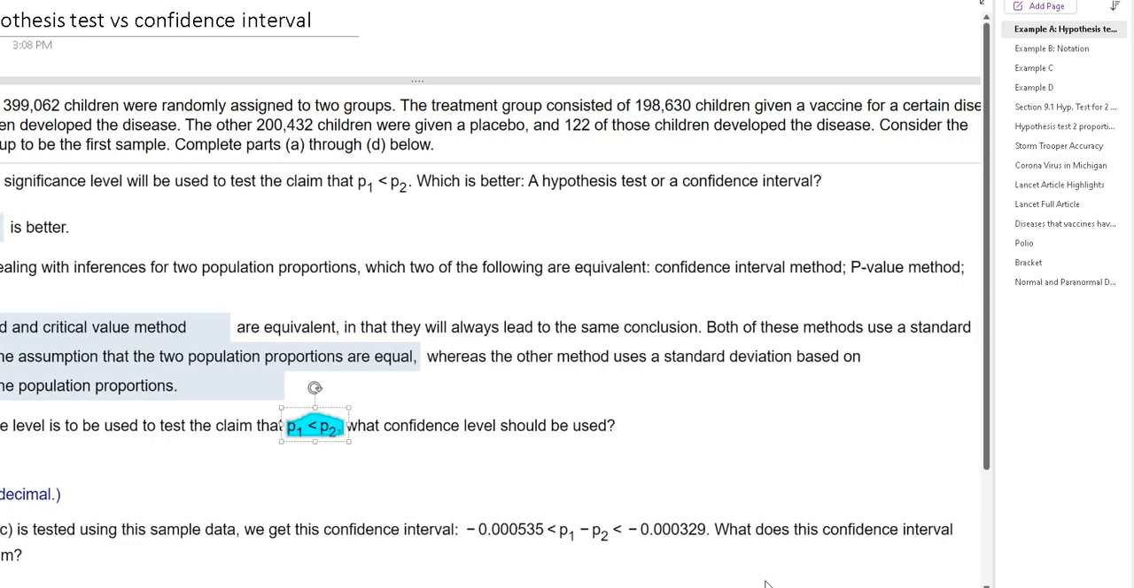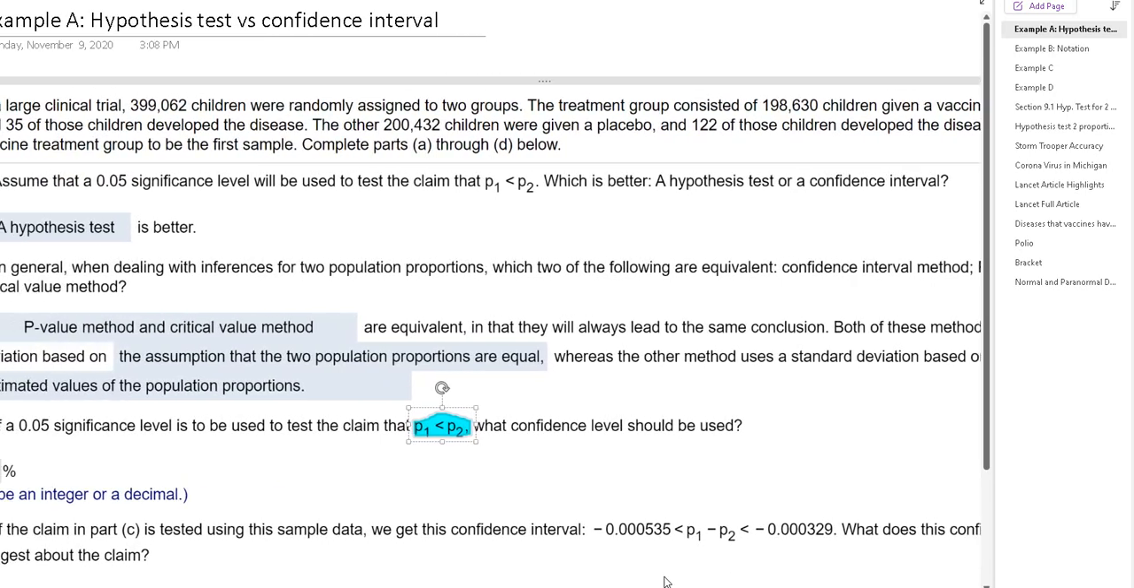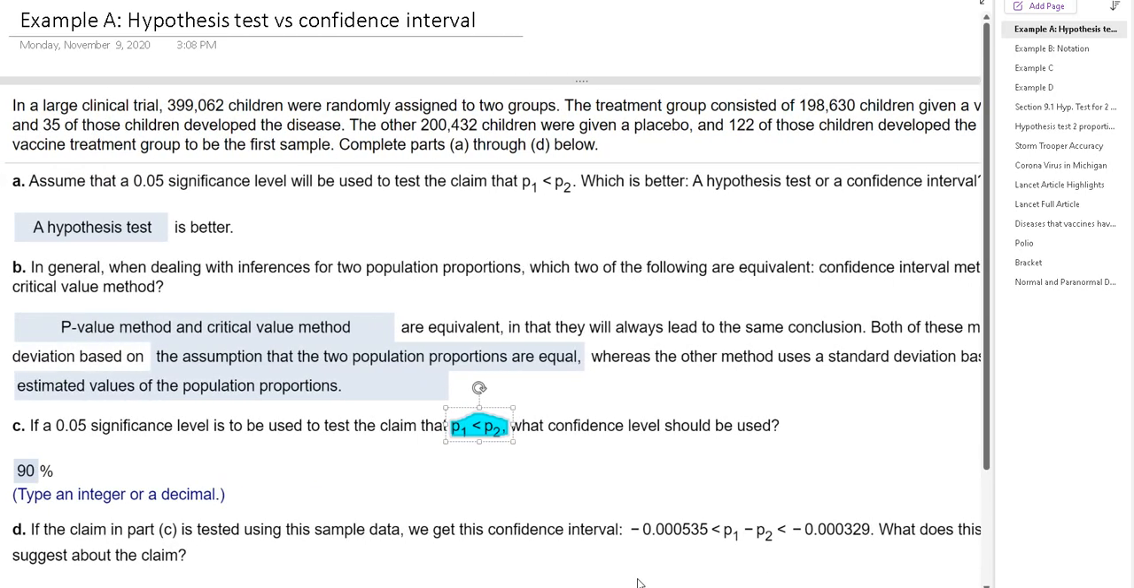The other 200,432 children were given a placebo, and 122 of those developed disease. So there's a lot of stuff going on here, but we're just going to run through a hypothesis test.